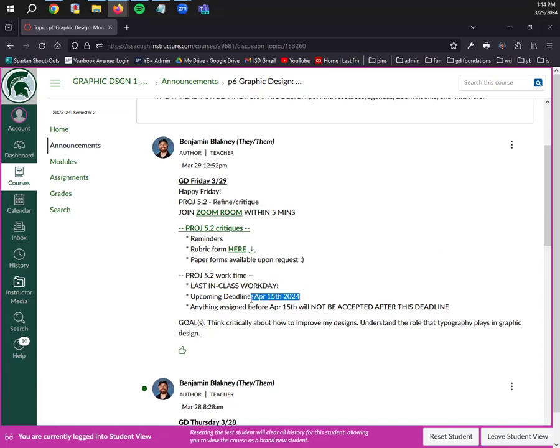On the topic of deadlines, you have an upcoming deadline, April 15th. That is the Monday right after break. Anything assigned before April 15th will not be accepted after April 15th. If you've got some stuff from Unit 1 or Unit 2 kicking around that isn't quite ready, you can work on it over break or turn it in as is, but it will absolutely not be accepted after April 15th. Do not ask, because it is no. That is your deadline on the 15th. Don't forget that.